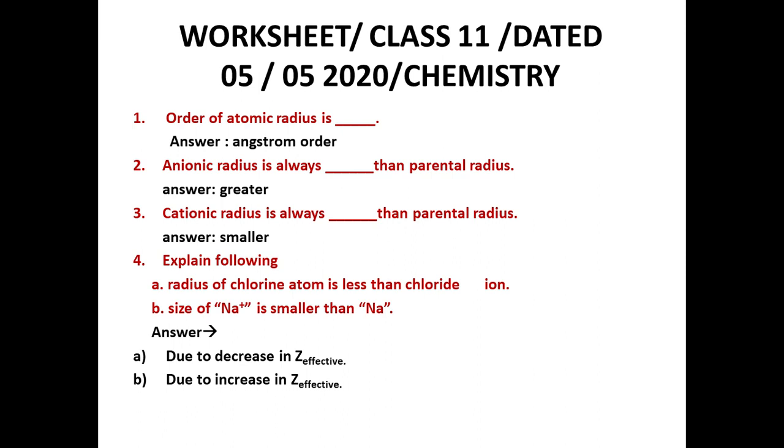In our next lecture, we include nuclear charge, effective nuclear charge, shielding effect, and different kinds of periodic trends. Some of them you already learned in class 10. These are atomic size, ionization enthalpy, electron gain enthalpy. So this is all about today's lecture.